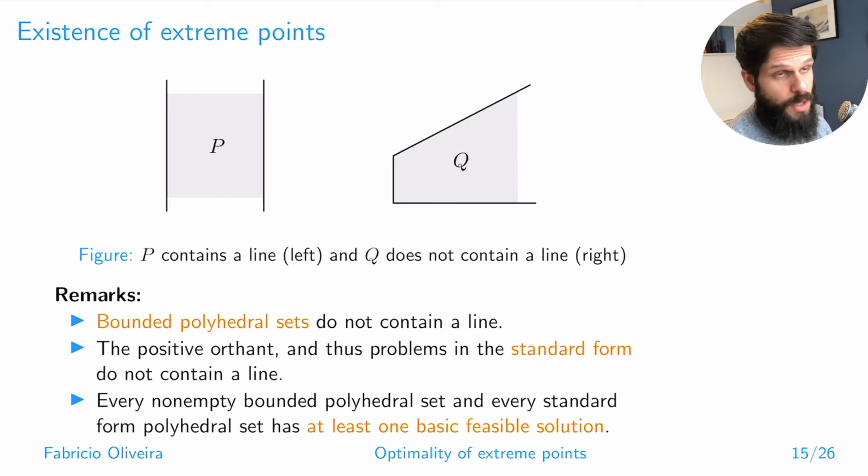And it will not contain a line, right? And basically, every non-empty bounded polyhedral set, and every standard form polyhedral set, will have at least one basic feasible solution. They're always going to have one. If it's bounded, you can always find an extreme point. And if it's standard form, 0, 0 is your solution. Okay, so that's why I've said that this notion of containing a line is not the most useful thing, but it's a good thing to know anyway, and it gives an interesting geometrical interpretation.